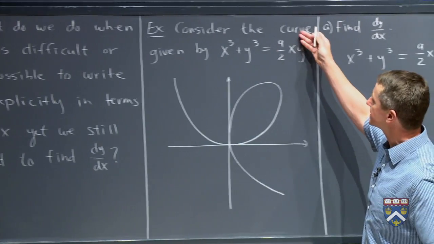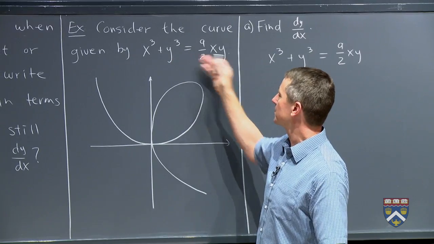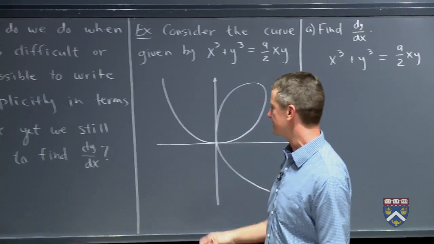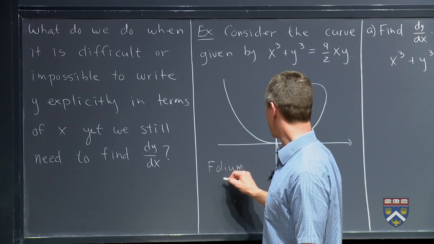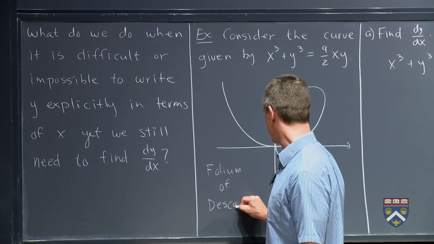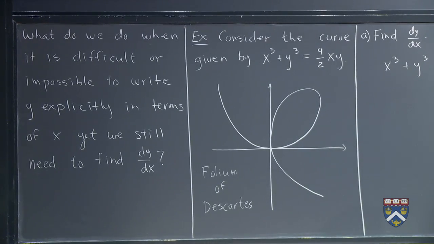For example, let's consider this curve. X cubed plus y cubed equals 9/2 xy. That generates this beautiful curve, which has a name. It is called the folium of Descartes. That's the same Descartes that you met in philosophy class, the same one after whom the Cartesian plane is named.